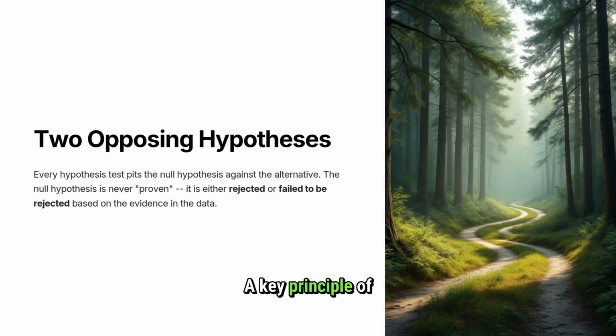A key principle of hypothesis testing is that the null hypothesis is never proven to be true. Based on the sample data, the null hypothesis is either rejected or failed to be rejected. If the evidence is strong enough, H0 is rejected in favor of H1. If the evidence is not strong enough, the conclusion is to fail to reject H0.